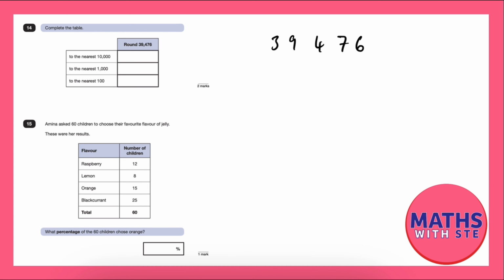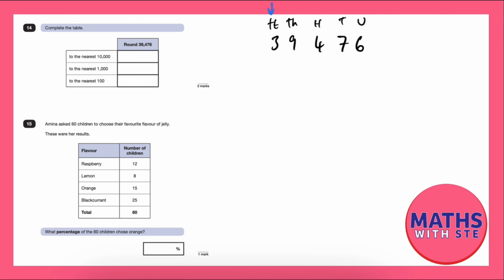Now, if we were going to put our columns there, we could say, right, okay, I've got the units, I've got the tens, I've got the hundreds, I've got the thousands, and I've got the 10,000s. Right, okay. Now we know what we've got to do. All we just need to do is round it. It's quite easy. So let's start with to the nearest 10,000. Well, this is the 10,000 column.